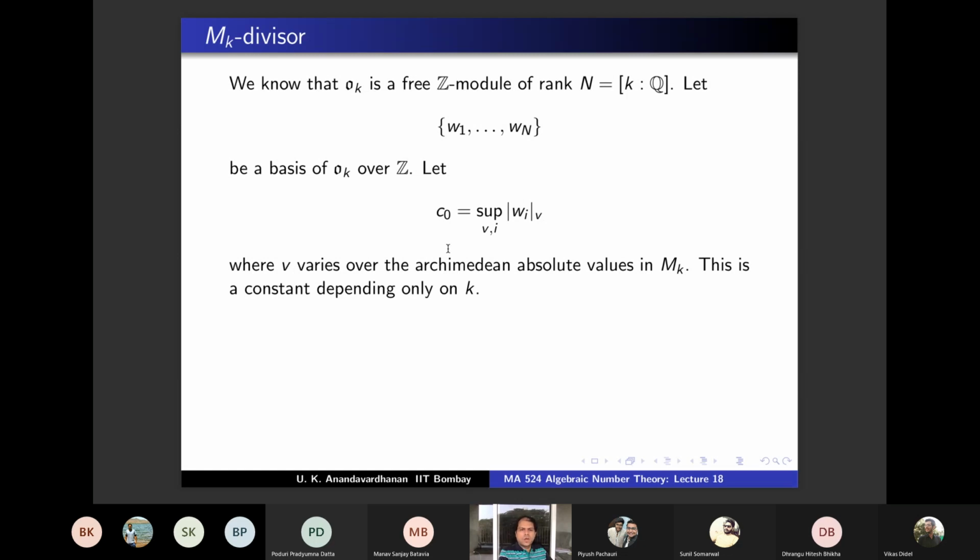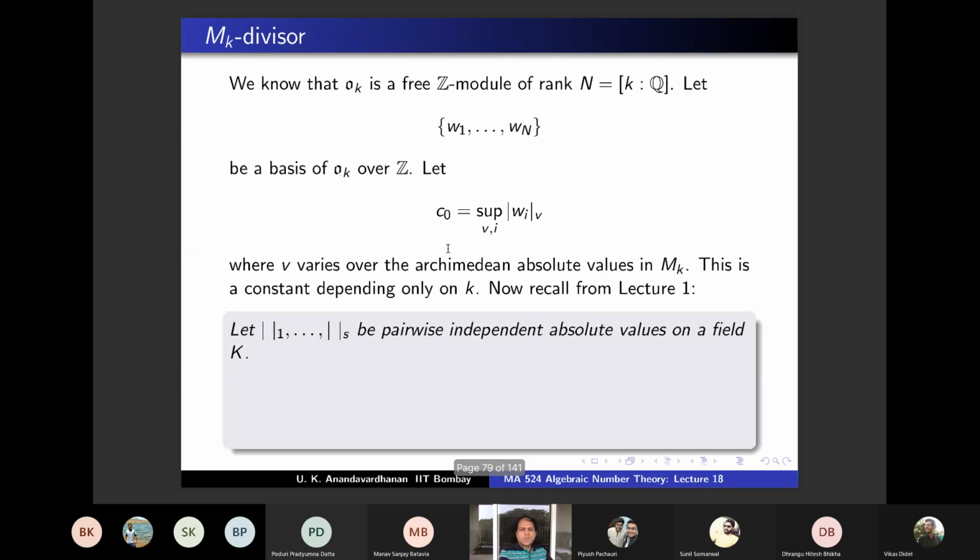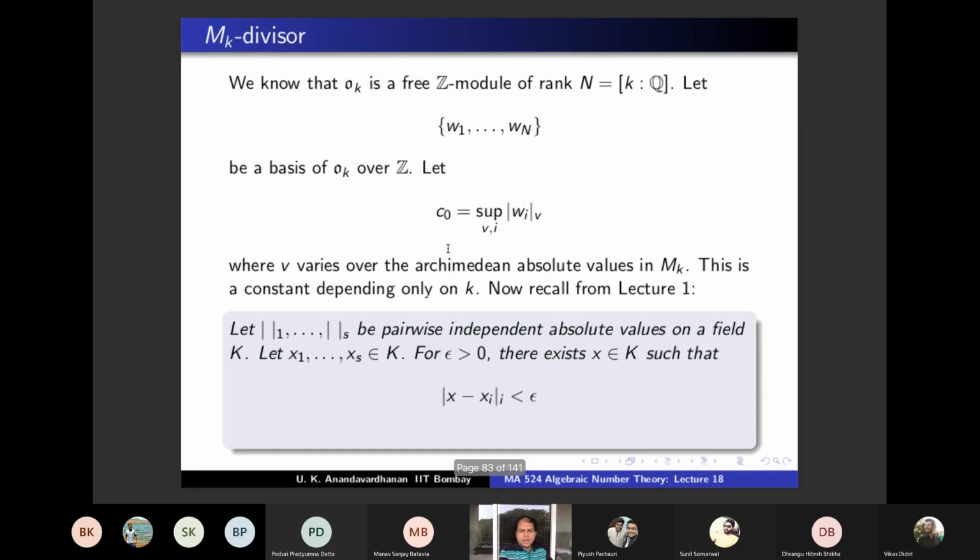So this is a constant depending only on K. Now recall from lecture 1 the Artin-Whaples approximation theorem. On any field, if you have S pairwise independent absolute values, and if you give me S elements, then for every epsilon positive, there exists an X in K such that |X minus Xi| at the ith absolute value is less than epsilon. You recall all these things, this is like the Chinese remainder theorem.